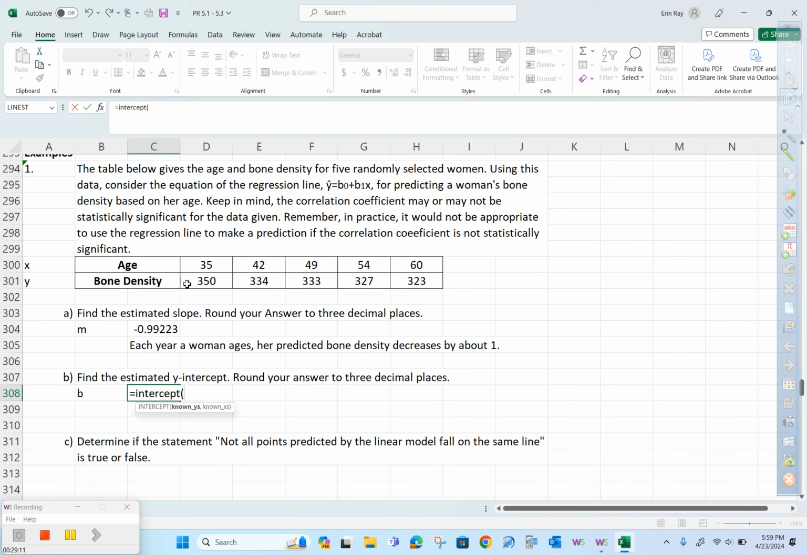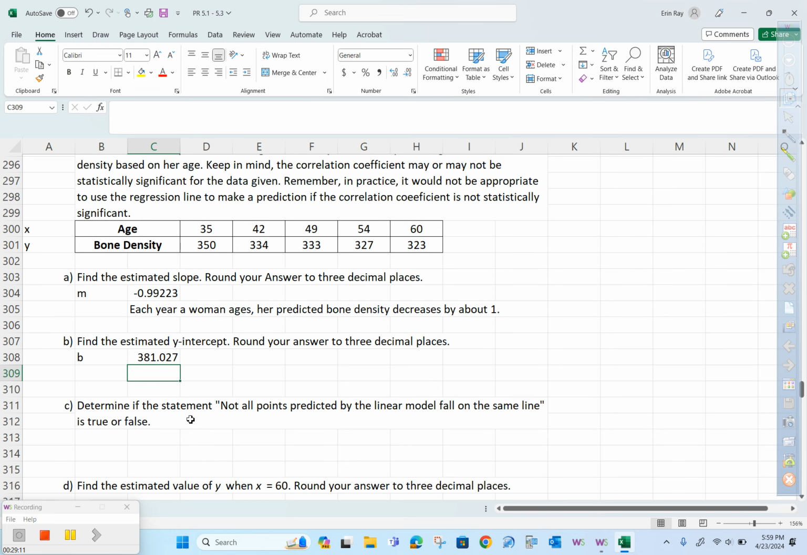Known y's first again, comma, known x's. That just means the starting point for someone aged 0, which probably does not apply to this pattern because 0 is way far away from these values in our set. Okay, so this, just write in the answer. We're not going to worry about interpreting that necessarily.